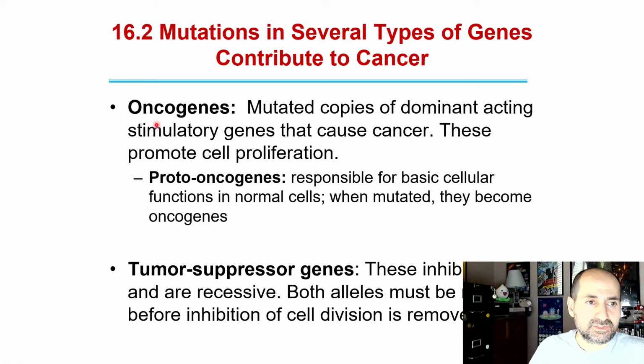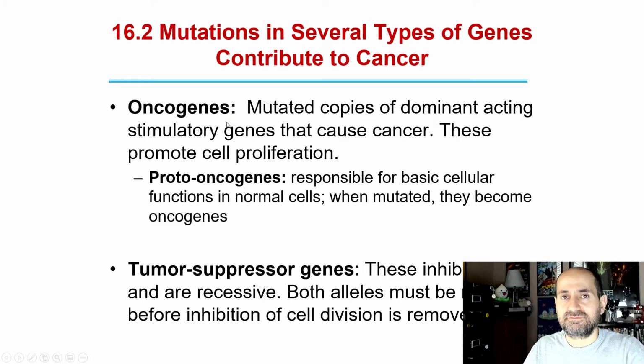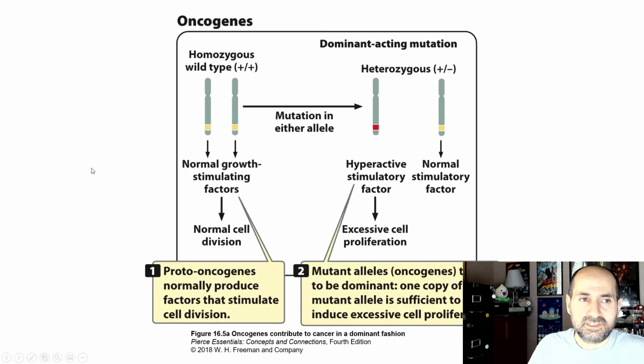Whereas with oncogenes, they behave in a dominant fashion because you only need one bad guy saying divide, divide, divide. You don't need two bad guys saying divide, divide, divide. So oncogenes behave in a dominant fashion. Tumor suppressor genes behave in a recessive fashion. Here you can see oncogenes and why they behave in a dominant fashion, right?